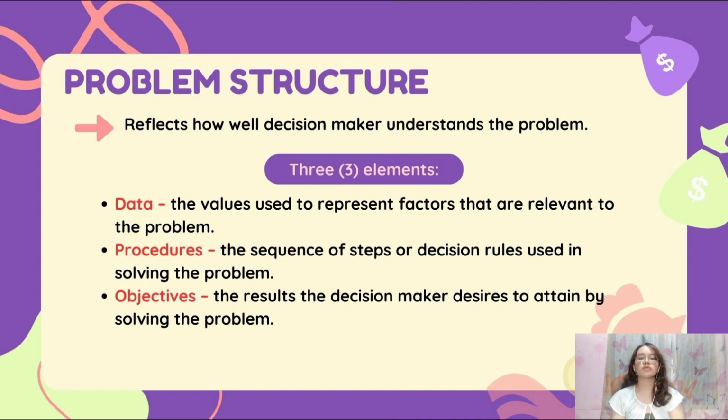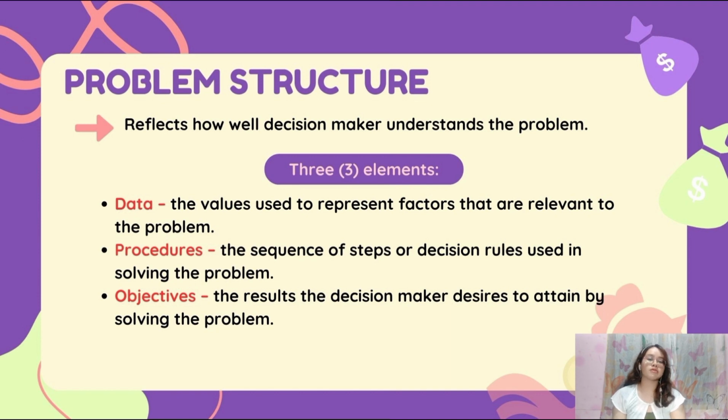This structure has three identified elements. The first one is the data, which describes the values used to represent factors that are relevant to the problem. Second is the procedures, which are the sequence of steps or decision rules used in solving the problem. And third is objectives, which is the results the decision maker desires to attain by solving the problem.